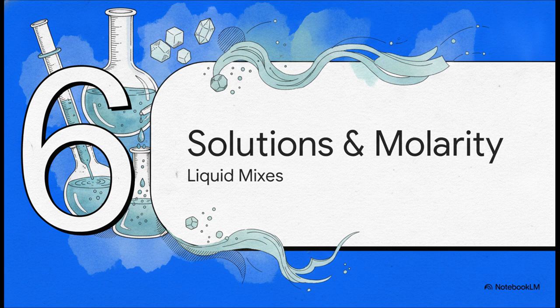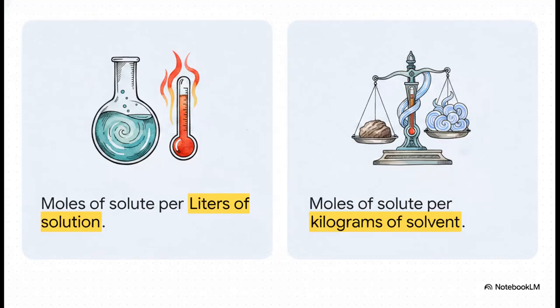Finally, Section 6, Solutions and Molarity Calculations. The liquid mixes. Okay, pay very close attention to this critical exam distinction between molarity and molality. They sound similar, but they are traps. Molarity, with a capital M, is the moles of solute divided by the liters of solution. Because it's based on volume, molarity actually changes slightly with temperature due to liquid expanding or contracting. But molality, with a lowercase m, is moles divided by kilograms of solvent. Because mass doesn't change with temperature, molality is totally unaffected by heat. That is a guaranteed trick question on your exam.